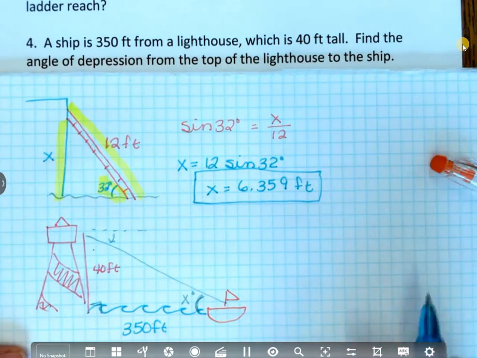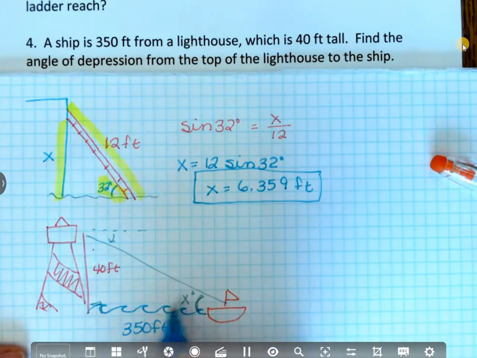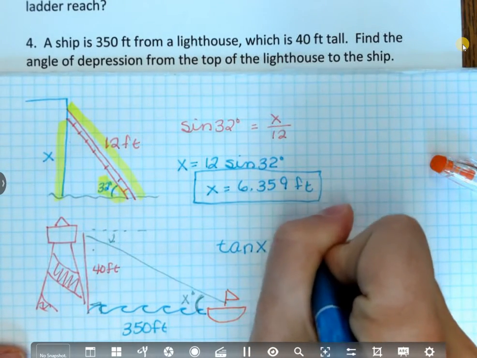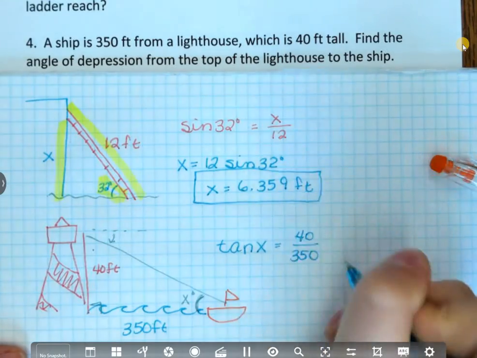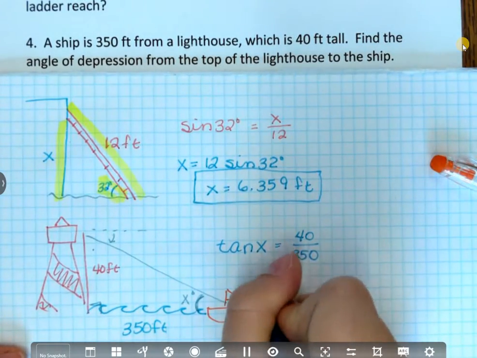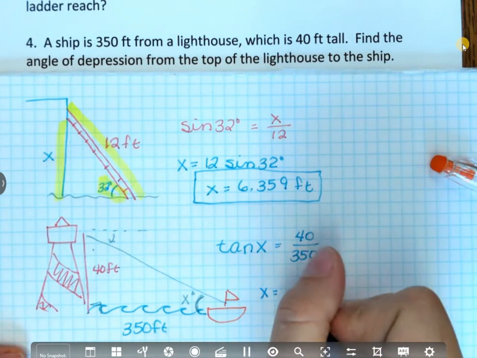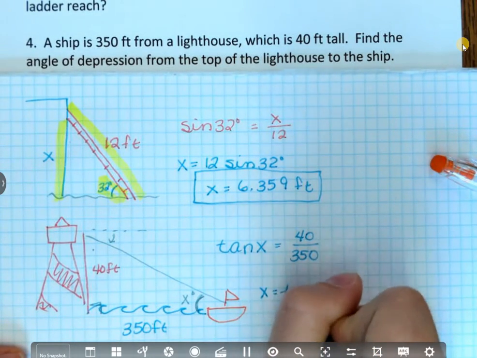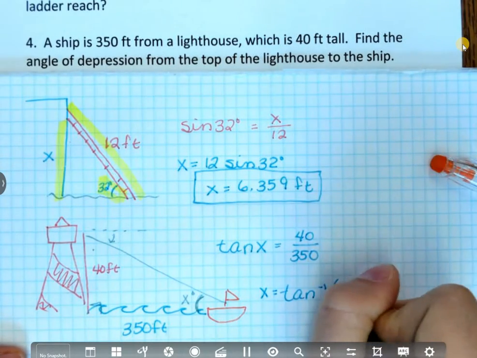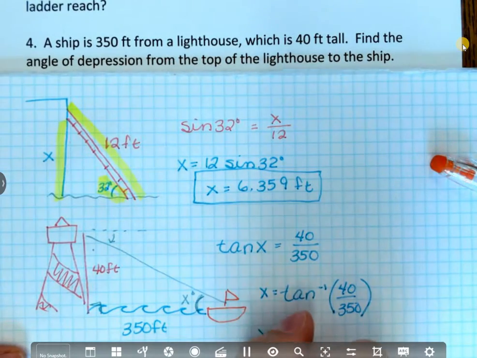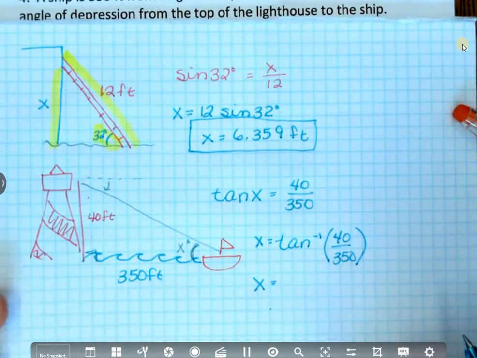So which trig ratio am I using here? Tangent. So I will say the tangent of x is opposite over adjacent. How do I get x? What do I type into my calculator? Not negative tangent. We call that inverse tangent. So the inverse tangent of 40 over 350. What is my angle to 3 decimals?